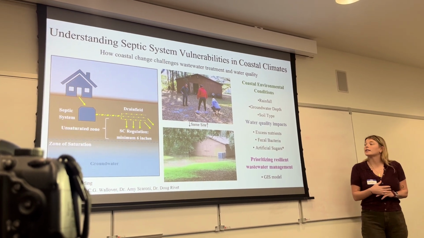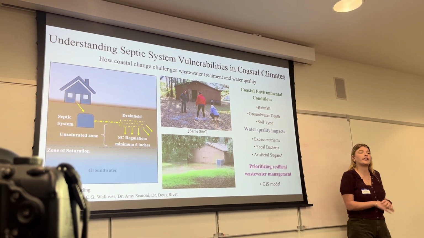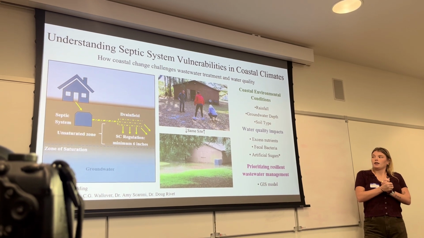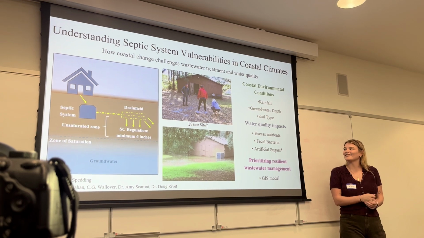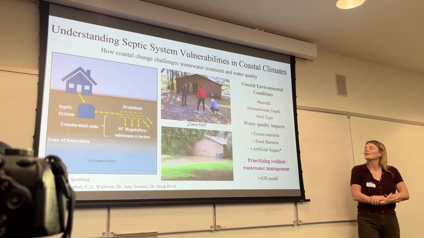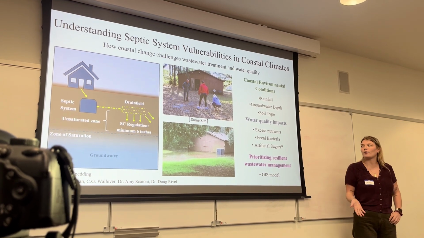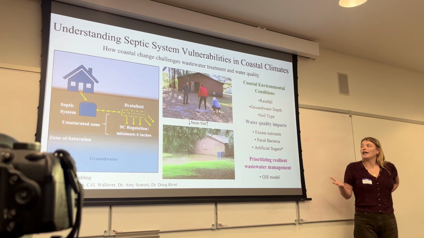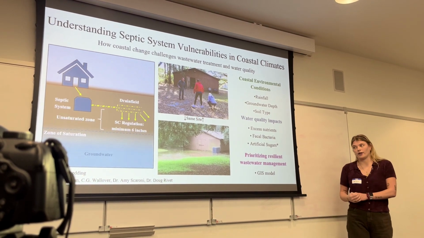To do this, we've installed groundwater wells at different septic systems, and we're monitoring groundwater depth and sampling for excess nutrients, fecal bacteria, and sucralose as an indicator of human waste. After sample collection is complete, we will compare water quality results with rainfall and groundwater data to see how storms and wet seasons affect when and how septic systems start to fill.